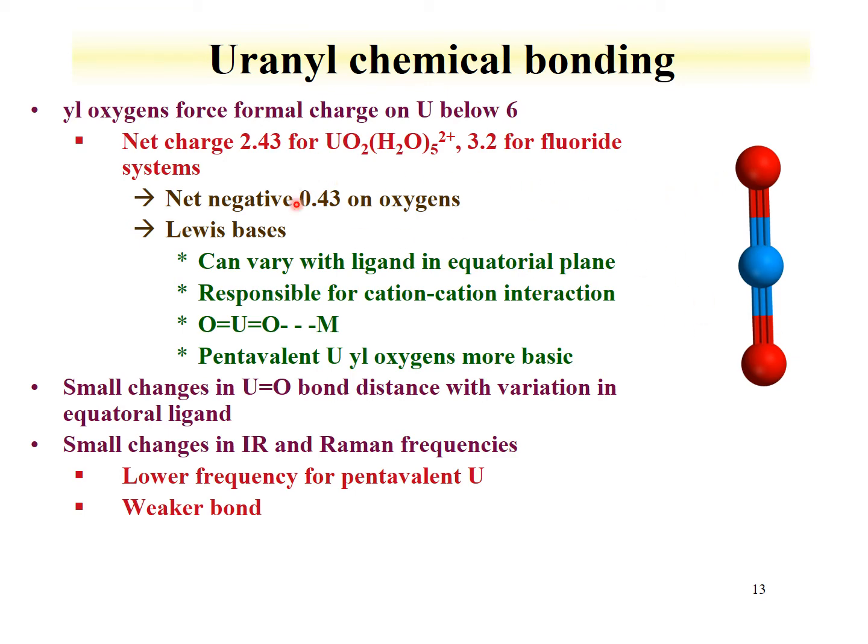And since the overall charge of this is +2, that means that the oxygens are going to have net negative charges on them. This has been exploited for forming metal complexes with these yl oxygens. These are called cation-cation interactions that you can explore for the actinides. And these can be evaluated by assessing the change of the uranium-oxygen bond through the complexation, and this bond can be evaluated through IR and Raman spectrum.